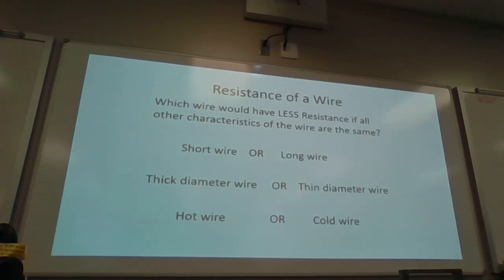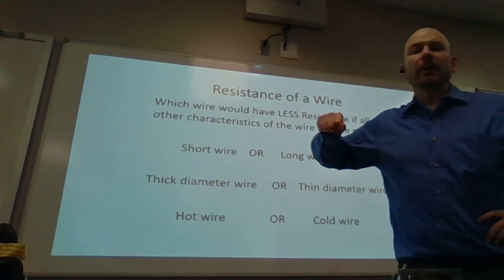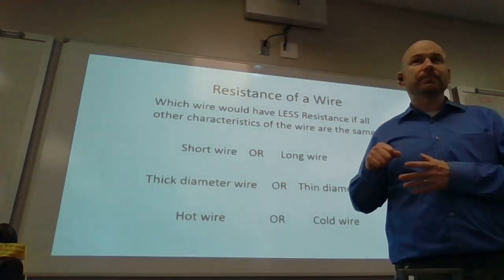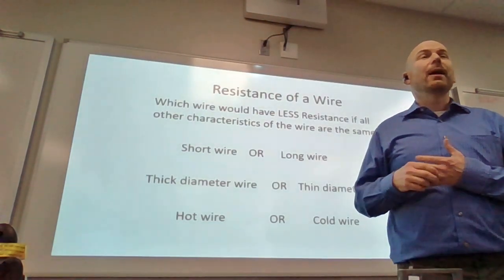Oh, last one, hot wire versus cold wire. Which one's going to have less resistance? A lot of people say hot wire has less resistance because things are hot. They're able to flow better, like move more. That's true, but that also impacts the vibrations of the protons. So as it gets hotter, the vibrations of the protons are going more, and so the gauntlet's more violent. So actually, a hot wire has more resistance.